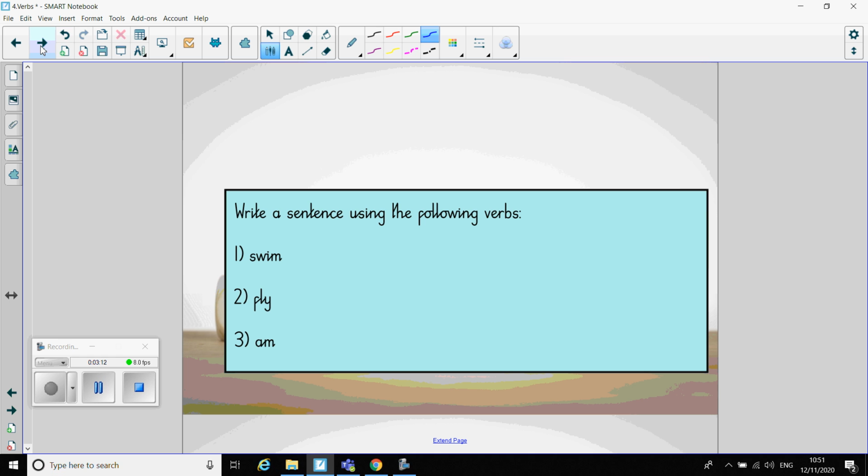Next little task for you, can you pause the video and write a sentence using the following verbs? Okay, swim, fly and am. So 3 different sentences. Don't try and get them all in one sentence. So pause the video and have a go at writing 3 different sentences.